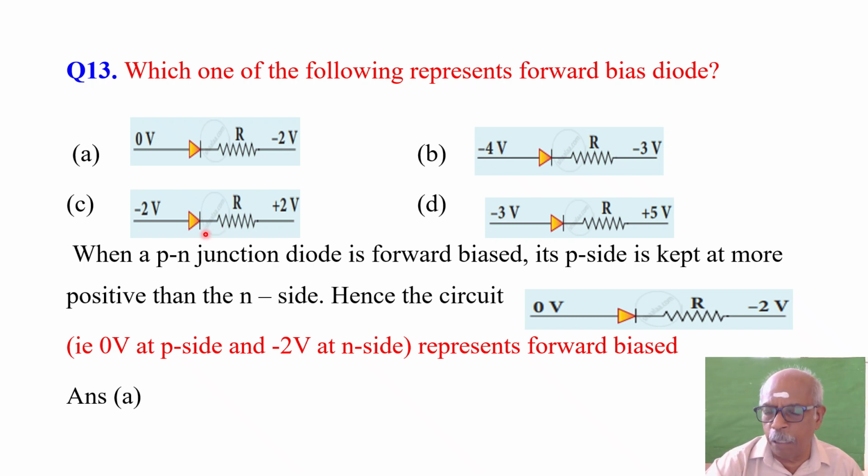Similarly, in option C also, it is more negative. In D also, the P side is more negative. Only in option A, even though it is 0, you just compare this 0 volt and minus 2 volt, this is more positive. So 0 volt at P side and minus 2 volt at N side represents forward biased. So option A is the right answer. Okay, option A is the right answer.